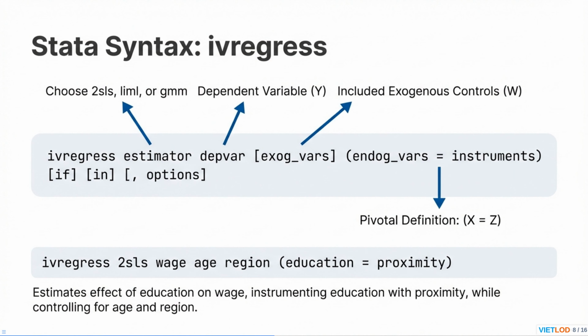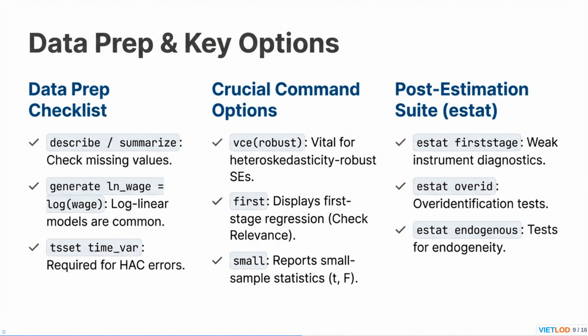Let's look at the concrete example at the bottom. The command ivregress 2sls wage age region (education = proximity) estimates the impact of education on wages. Here, education is instrumented with proximity to account for potential bias, while age and region serve as standard controls. This single line of code manages the entire two-stage process efficiently.